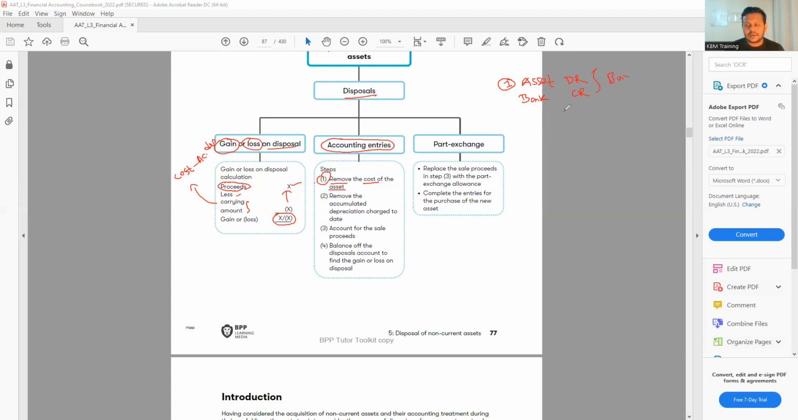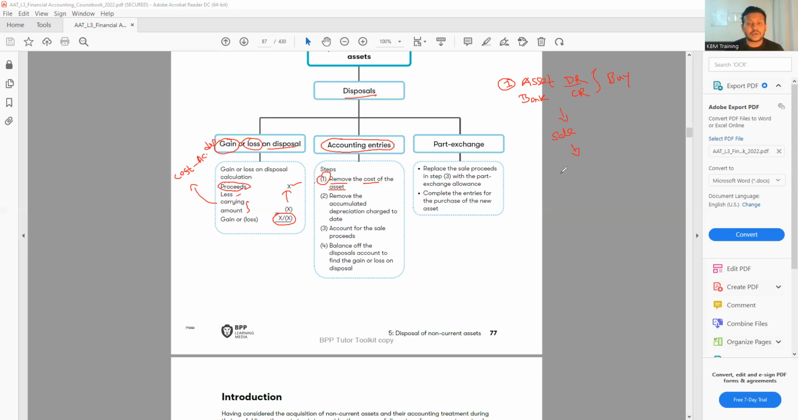Now later on, when we sell this asset, we have to do the opposite journal because this asset is not with my business anymore. For that reason, the asset will be credit. It was debit before; now we have to make it credit.